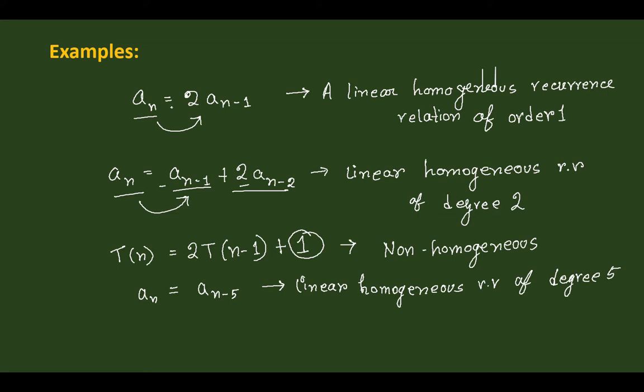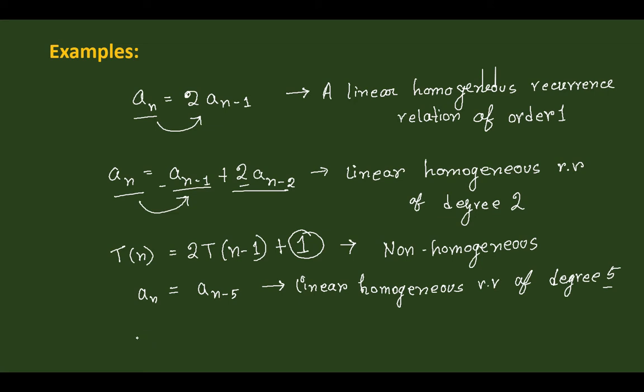As we can see here, it was depending on the previous term and only the previous term. That's why its order was 1. And this is depending on its fifth previous term. That's why its order would be 5 or degree would be 5.